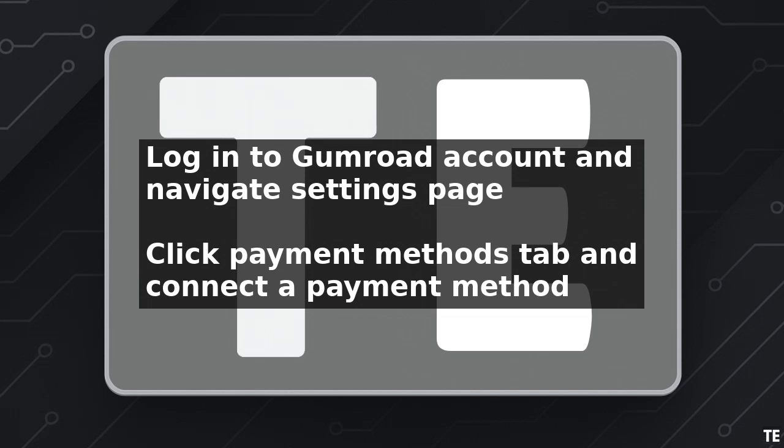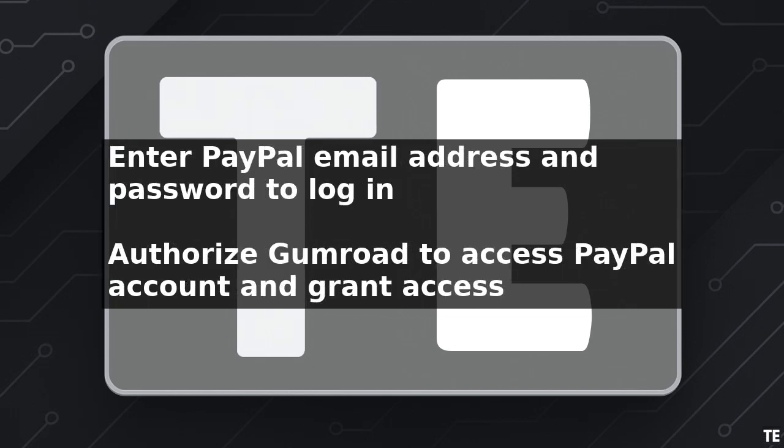First, log into your Gumroad account and navigate to the Settings page. Click on the Payment Methods tab and then click on Connect a Payment Method. You will see a list of available payment methods, including PayPal. Click on the PayPal option to start the connection process.